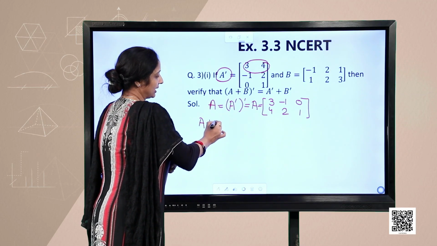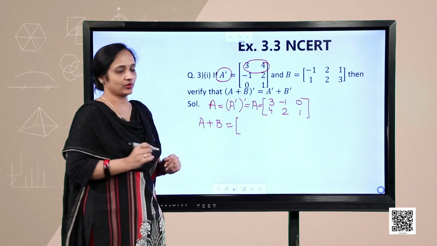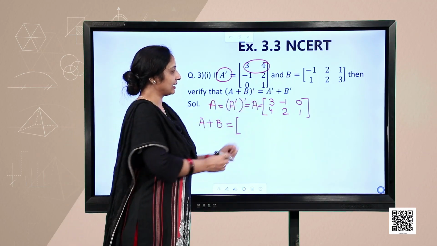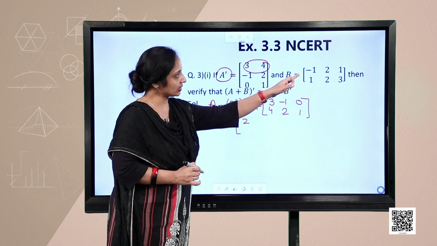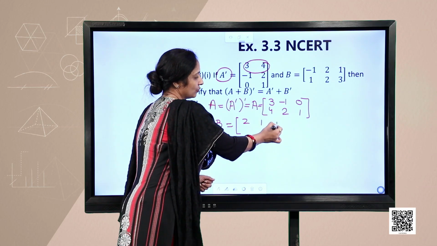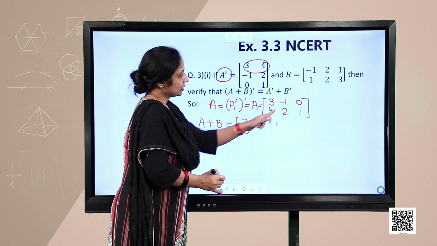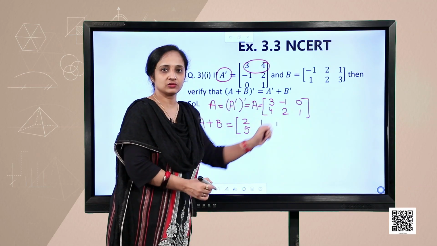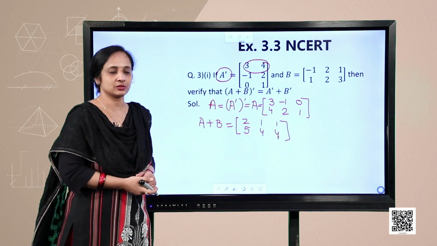So you are going to add them up, A plus B. You remember how we are going to add two matrices? We add corresponding elements, like 3 will be added with minus 1, so it's giving you 2. Minus 1 plus 2 will give you 1. 0 plus 1, 1. 4 plus 1, 5. 2 plus 2 will give you 4. Then last, 1 plus 3 will give you 4. So this is our matrix A plus B.